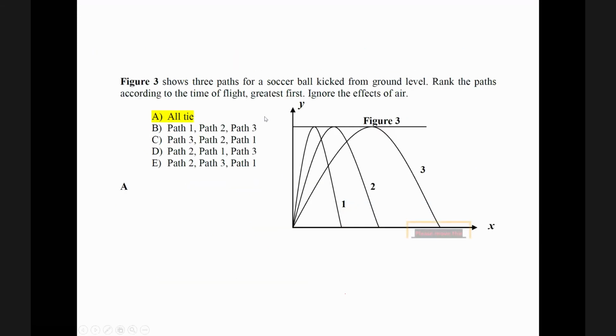Now this question shows three paths for a soccer ball kicked from ground level. Rank the paths according to the time of flight. By the way, an important thing to know: if all the balls, whether on track 1 or track 2, reach the same height and go back to the same point, then, as in the example of firing an object vertically or horizontally, they have the same initial velocity. Why? Because the time on the vertical axis doesn't change.